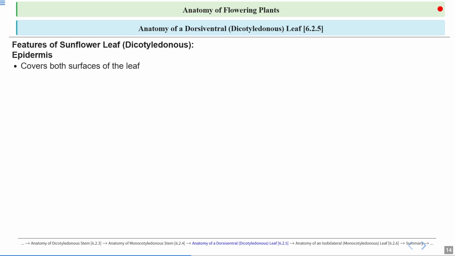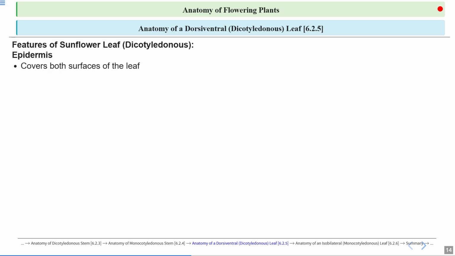Now we will discuss the dorsiventral leaf. Before going to the dorsiventral leaf, there were trichomes. Trichomes are actually a modification of the epidermis. Thus, the epidermis gives rise to hair-like structures. Some are unicellular, some are multicellular. And some trichomes are also glandular. They secrete some substances, so glandular trichomes are also there.